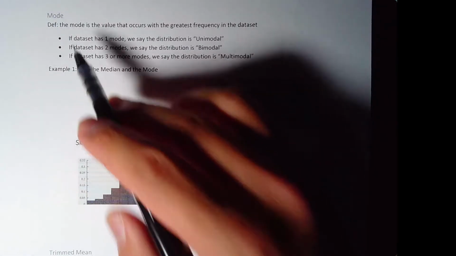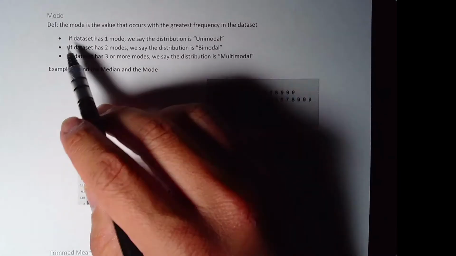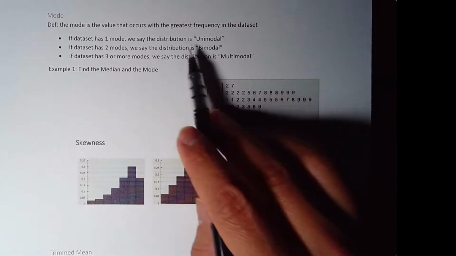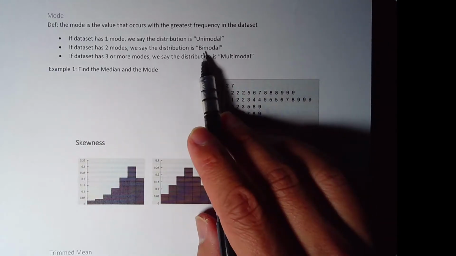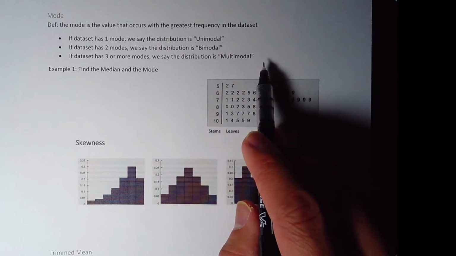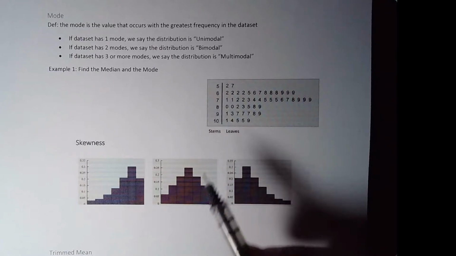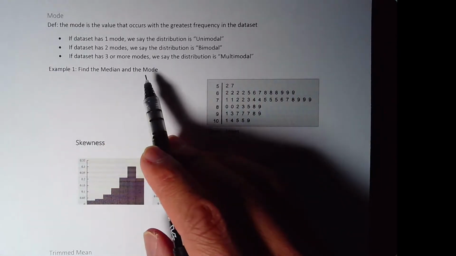Mode is very simple. This is just the value that occurs with the greatest frequency. If a data set has one mode, we call it unimodal. Two modes, we call it bimodal. Three modes or more, we call it multimodal. Now, for example, here is a stem and leaf plot. So let's go ahead and practice how to find the median and how to find the mode.